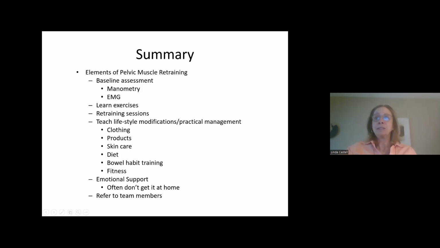And the other thing that's really, really important is to give your patients emotional support. A lot of your patients don't get this emotional support at home. This is such a devastating condition. Your patients are devastated by it. Sometimes it will ruin a marriage. So give them some emotional support too, because sometimes they don't get it anywhere else, and tell them they're not alone. There's so many people with this same problem. They're not alone.